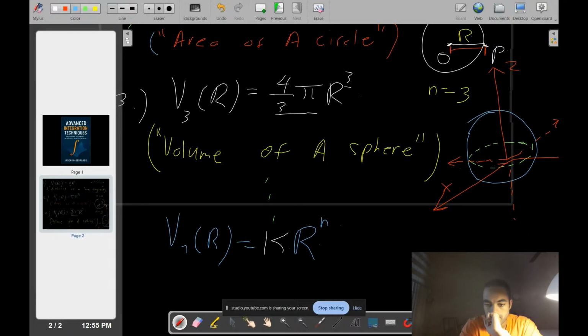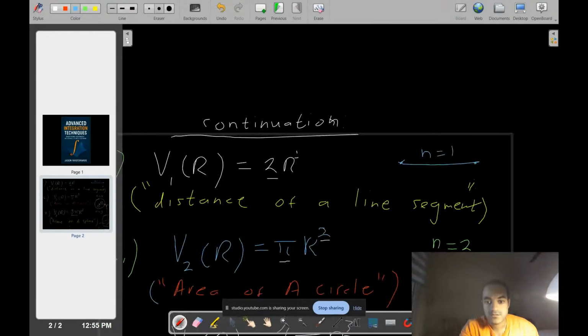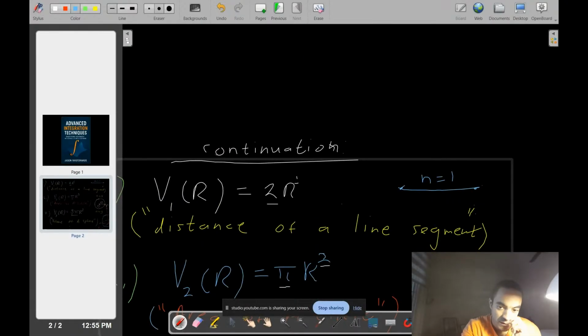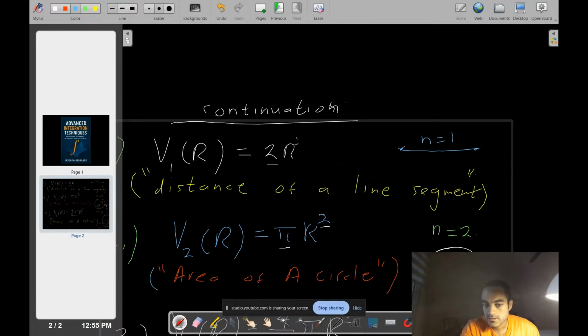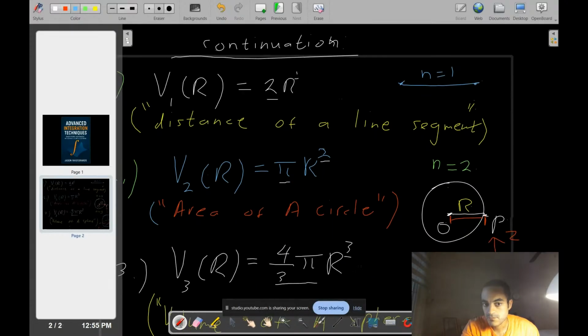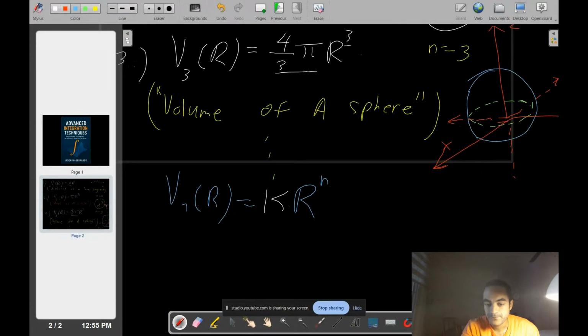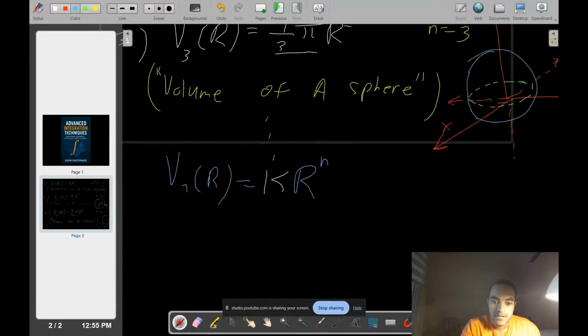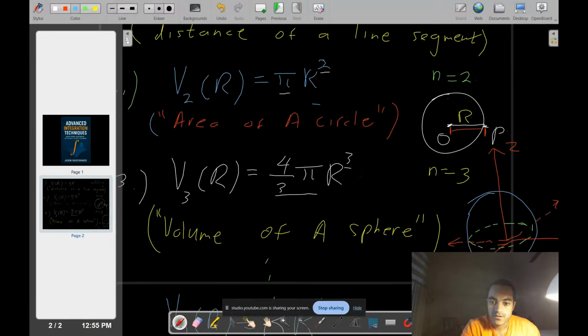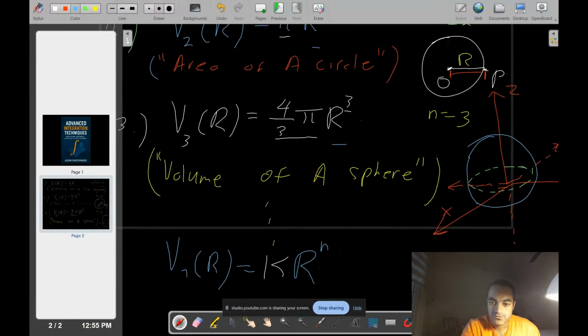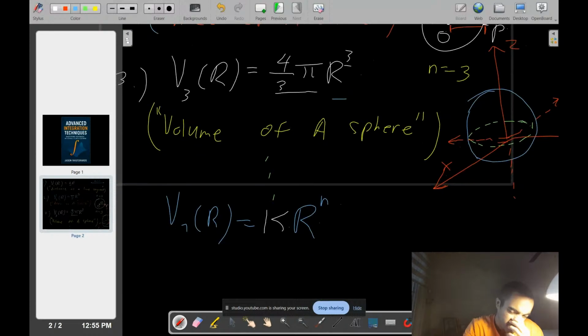Right? Because if n were 1, that would be r. That would represent the first segment, the distance of a line segment, v1 of r, where we got 2r, okay? And then when n equals 2, we'll get r squared, n equals 3, three-dimensional space, r cubed, okay? All right. However, though, we still have an issue with k.